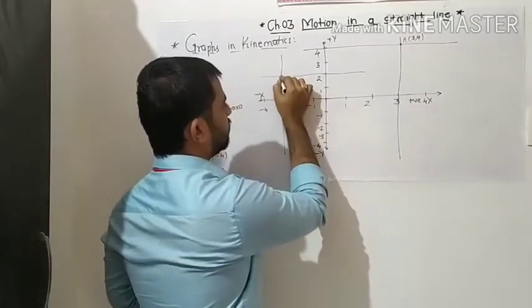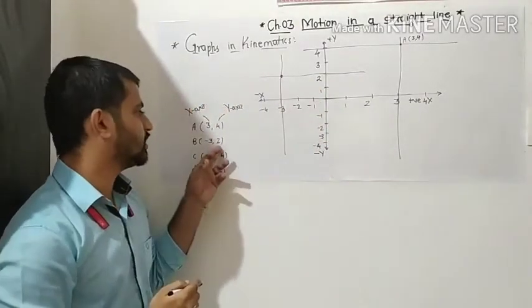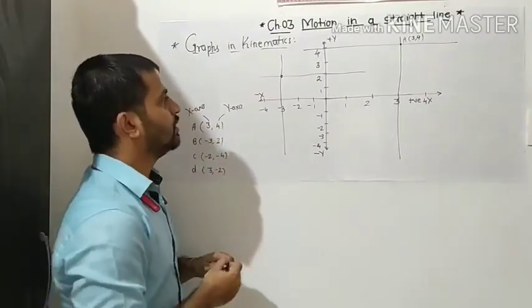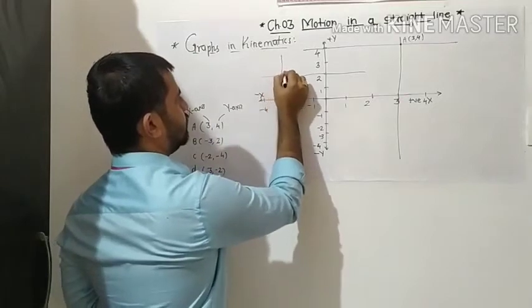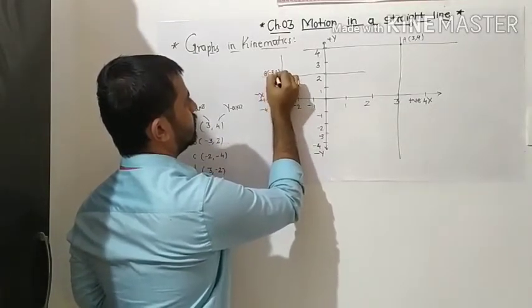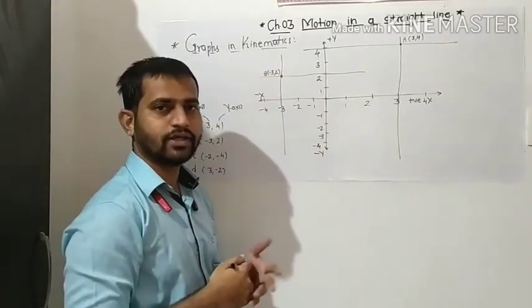So this point is representing the point B having the coordinates minus 3 and 2. This is the point B with the coordinate minus 3 and 2.